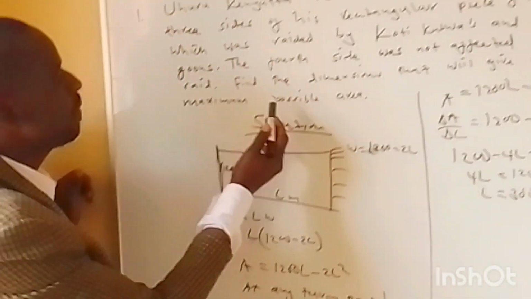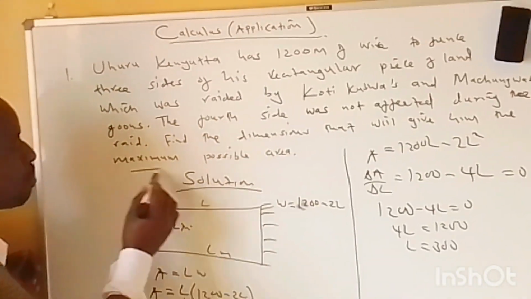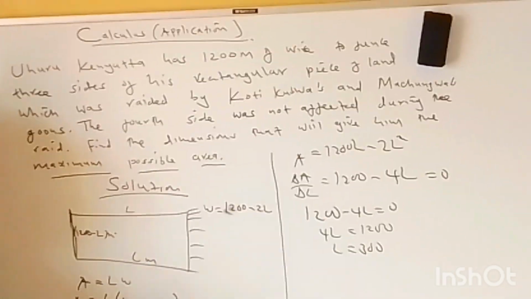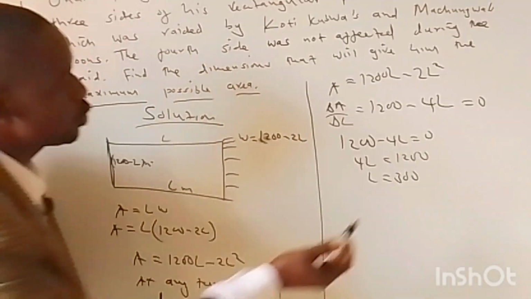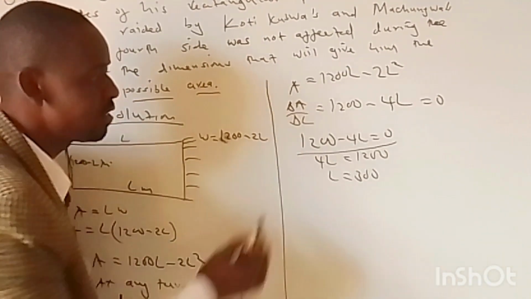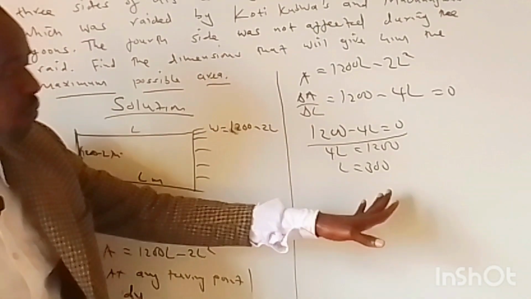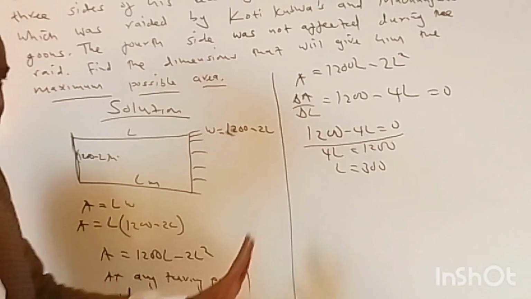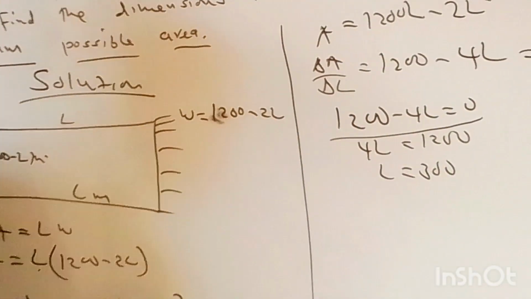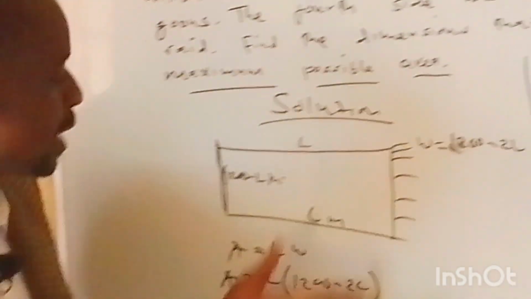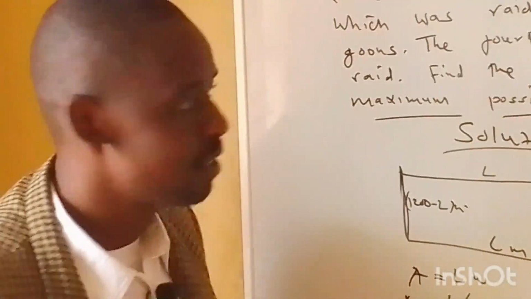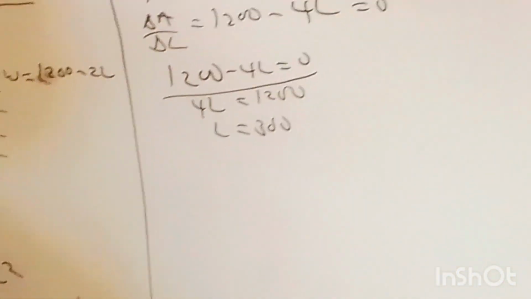But we are asked to find the dimension that will give us the maximum possible area. Since the equation which we have gotten is a linear equation, this is not a quadratic whereby we have two values of L. This is a linear equation whereby the one that we have gotten is the one which is going to give us the maximum length, the dimension of Uhuru Kenyatta's piece of land. But now we can test whether 300 is going to give us the maximum.